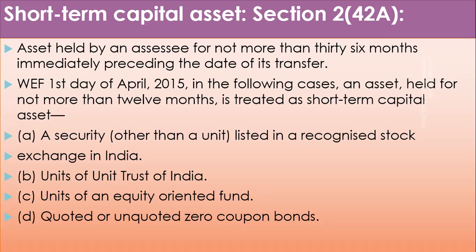Quoted or unquoted zero coupon bond. A zero coupon bond would be considered as long term gain if it is sold after more than 12 months.